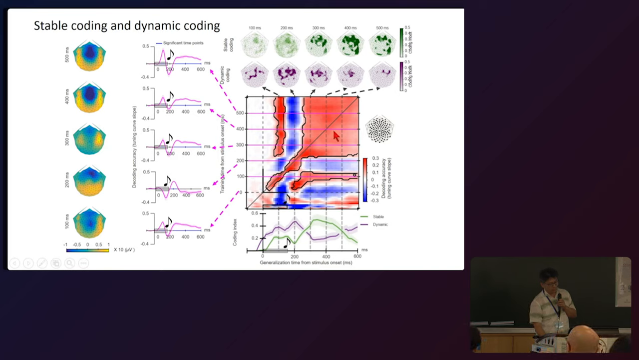Then this red part is where it's significantly generalized. And this diagonal part is where we say there is dynamic coding: sequentially at different times, each time point has to correspond, the pattern is corresponding. But this one is a sustained activity, right? So data trained at this time point will be generalized across all different time points. And by calculating how much stable and dynamic coding exists, this one is the recurrent processing, sustained activity, how much your mental representation is maintained across different time points. We call it the stable coding index.